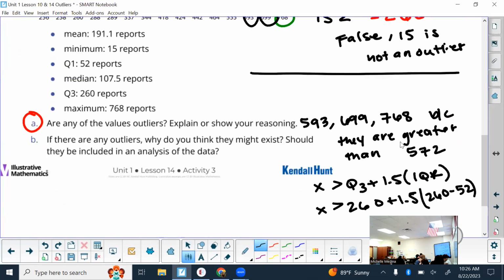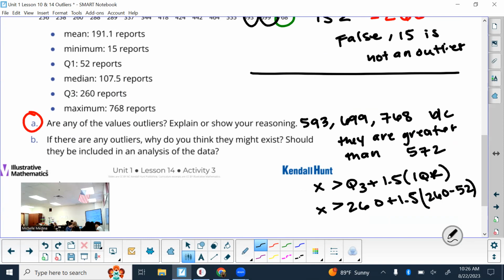Questions, comments, concerns? That's the only way to know for sure if they are. You could guess and you might get it right, but it's not always going to be that easy to guess. Questions, comments, concerns?